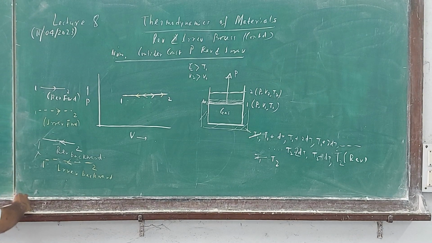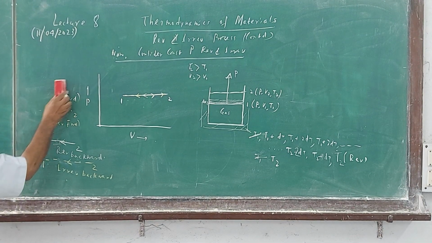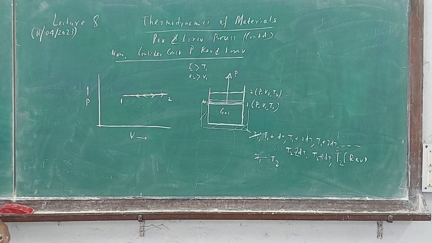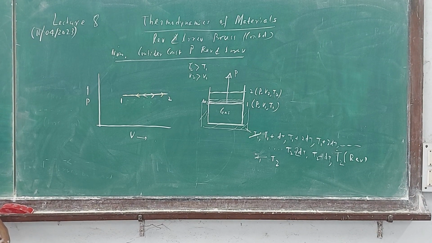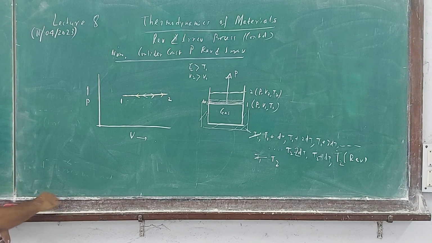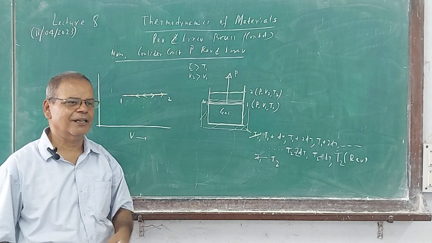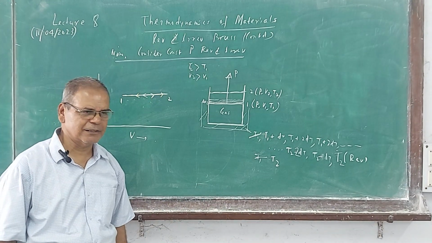The answer is this. Can I remove this part? I have to use this one. The answer is, in the PV plane you cannot distinguish. Consider the TV plane, then you will see the difference. Interesting observation. Let us draw this in the TV plane.